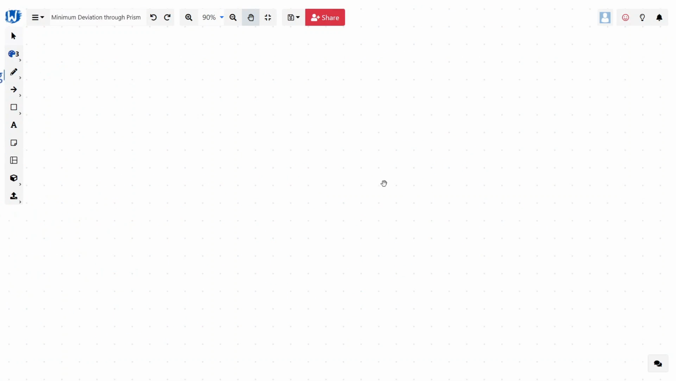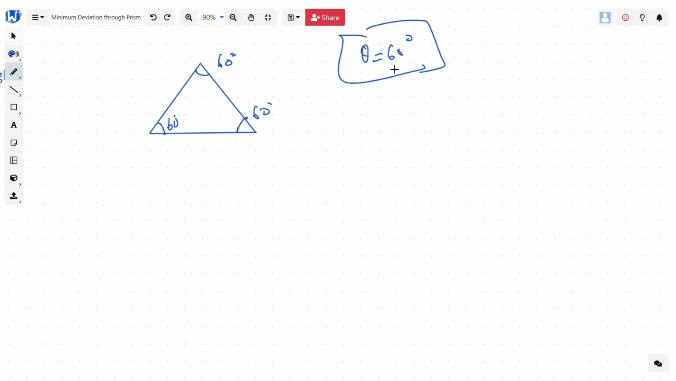So now we have an equilateral prism, right? It means that all sides are equal, but we are interested in the angle. So we know that it is going to be 60 degrees. Okay, so all the angles are 60 degrees. So whenever there's an equilateral prism, we know our theta is given to be 60. Okay, it has a refractive index of 2. Okay.